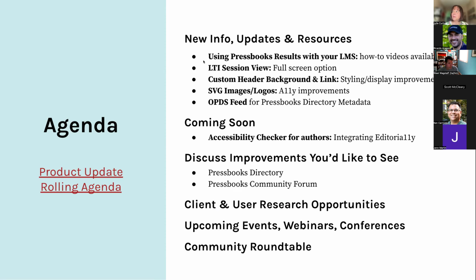We will talk about the accessibility checker functionality that we are working on and what's ahead with that. And then we want to have a conversation about some improvements in tools that you may have and use already, the Pressbooks directory and also the Pressbooks community forum. And then we'll wrap up.